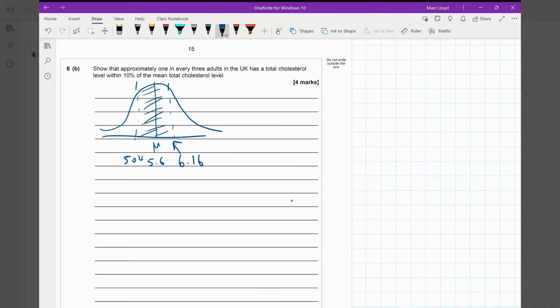What is the probability of finding someone in there? And they're saying we have to show that it's going to be roughly a third. So by showing these 2 values, I've picked up some marks. And then I'm going to put it into my calculator. So again, we go into stats mode.